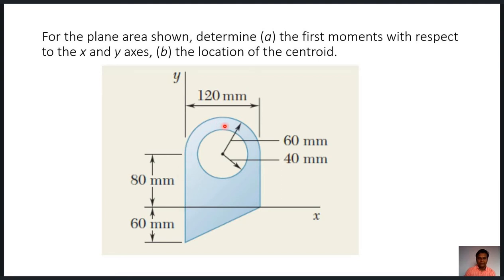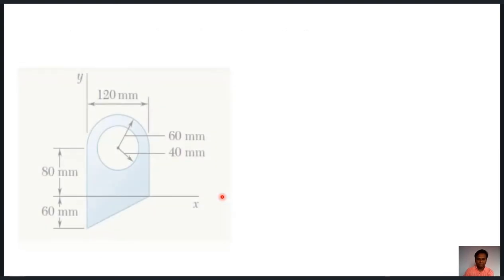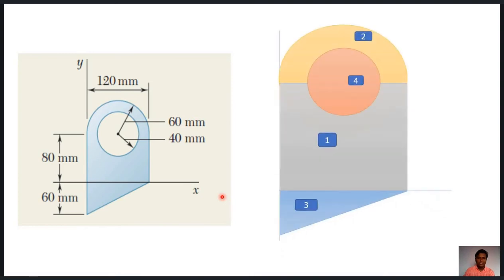Now here we can see it consists of a number of regular shapes. So first of all, to locate the centroid, as we discussed in the last video, we need to first divide this composite area into some regular areas, and then we can solve the example. All the dimensions are given to us. Now we can divide this composite shape like this.